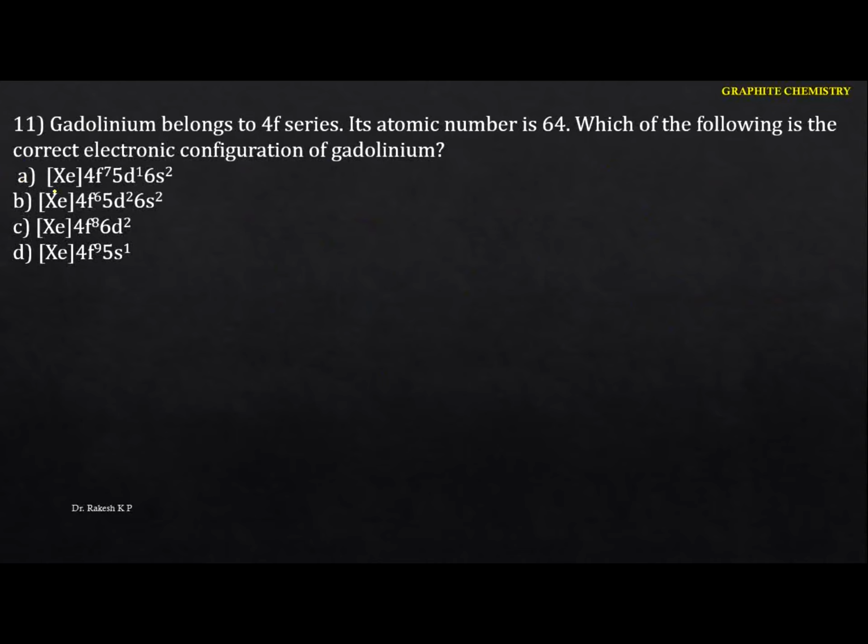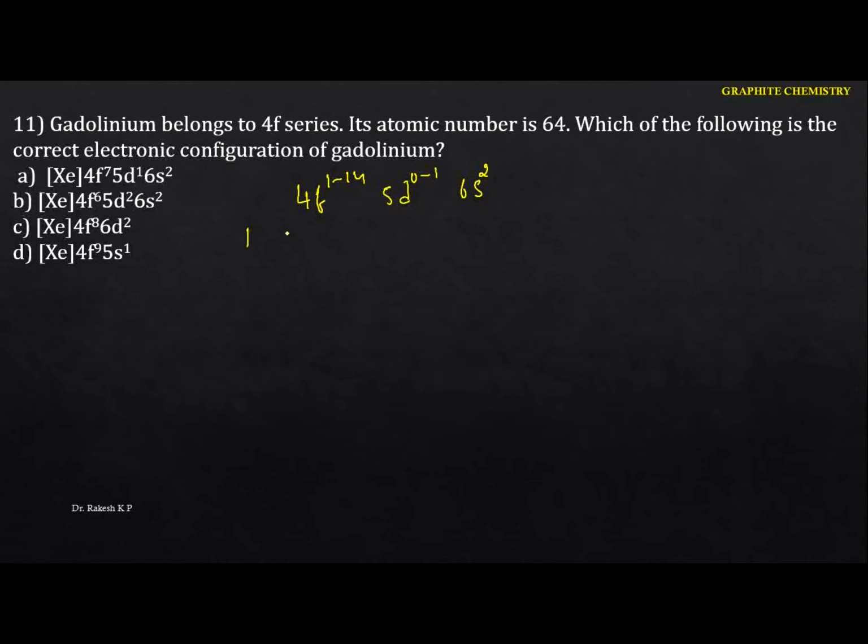Gadolinium belongs to the 4f series. Its atomic number is 64. Which of the following is the electronic configuration of gadolinium? Let me write this one here. The general electronic configuration is 4f 1 to 14, the next is 5d 0 to 1, and the next is 6s2. While writing the electronic configuration for the lanthanoids, I'll tell you some tricks to write it.